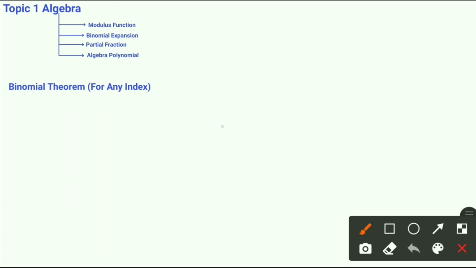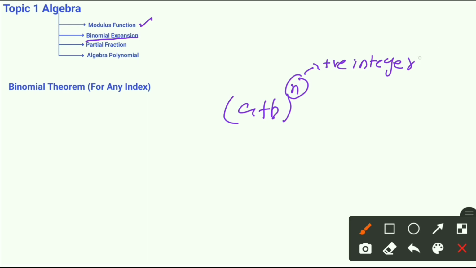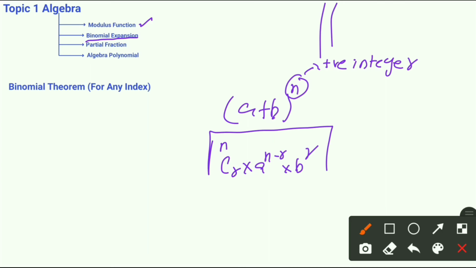Let's go. Okay, so we have done modulus function, and now we are moving to binomial expansion. In the previous course, A-level math B1, we understood what is binomial theorem, and we know that whenever there is an a plus b and power of n, and when n is a positive integer, we know how to expand it. We use the formula NCR multiplied by a to the n minus r multiplied by b to the r.